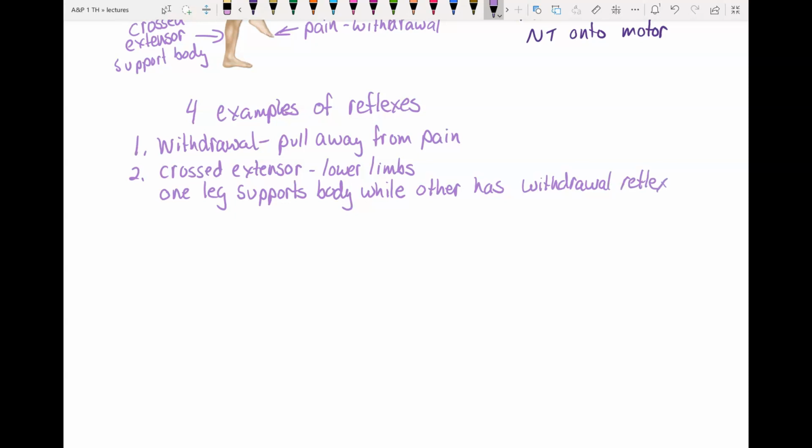And the whole point of the crossed extensor is so you don't fall down. If you didn't have this, you'd fall down every time you stubbed your toe.